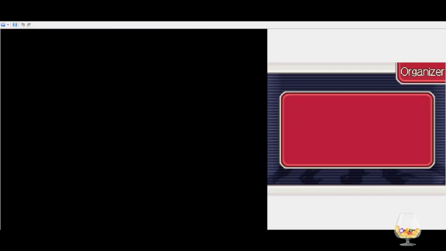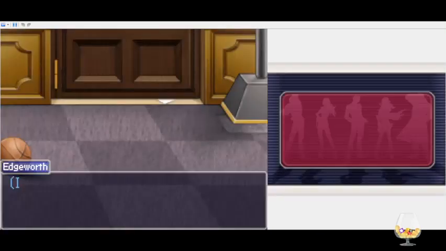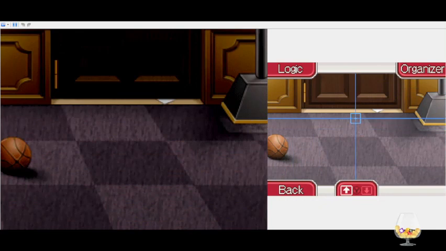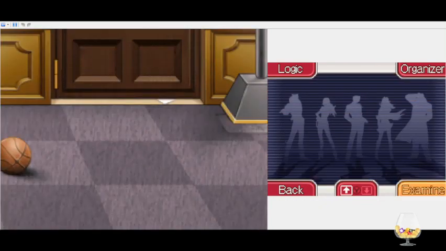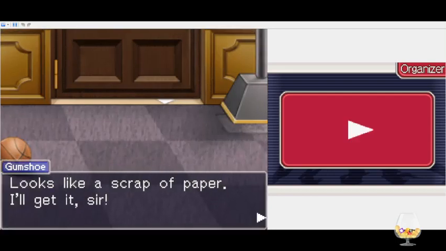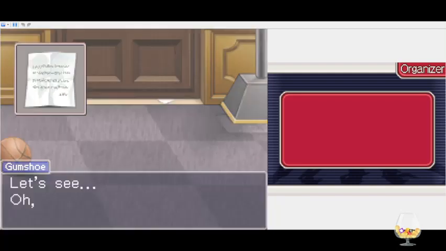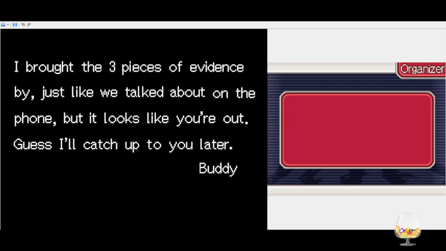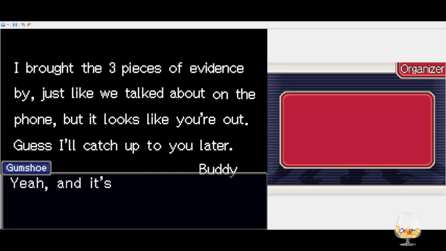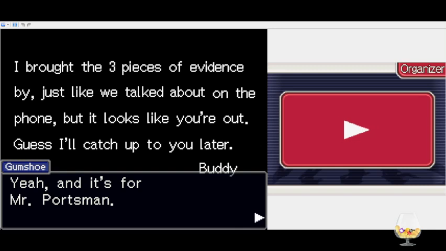What have we here? Oh! A note was slid under the door. What is this? Looks like a scrap of paper. I'll get it, sir. Let's see. There's something written on it. Looks like a note from the victim. I brought the 3 pieces of evidence by, just like we talked about on the phone, but it looks like you're out. Guess I'll catch up to you later, buddy. Yeah, that's for Mr. Portsman.